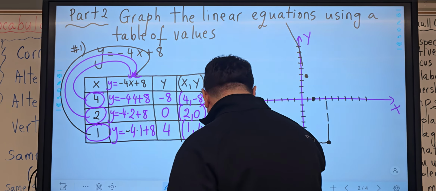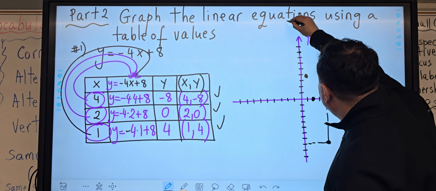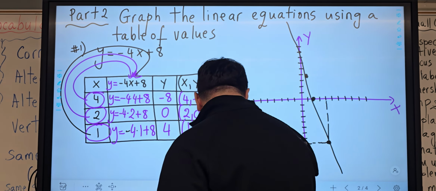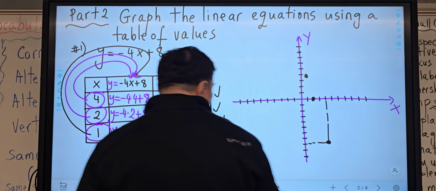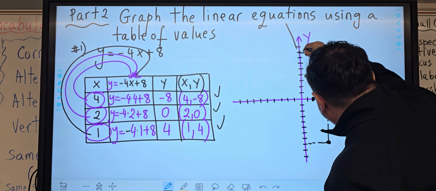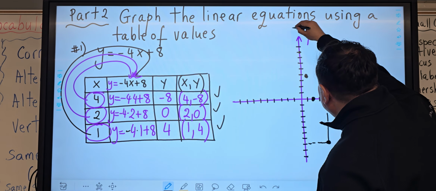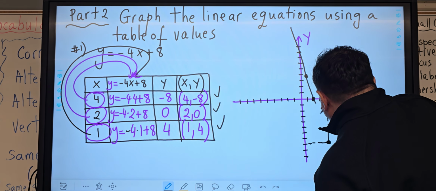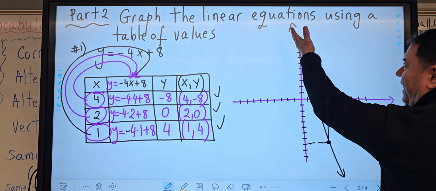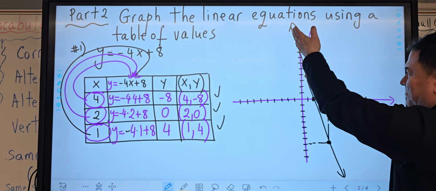Let's connect the dots. So again, we start from here. Something like that. Let me do another line here. Hopefully I can do a better job. For some reason, I cannot. Something like that. The slope is negative, so the line goes to the left.